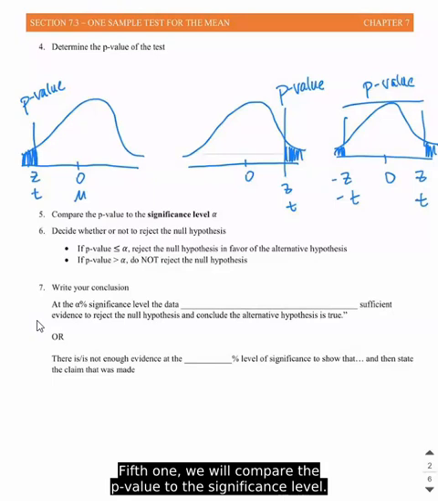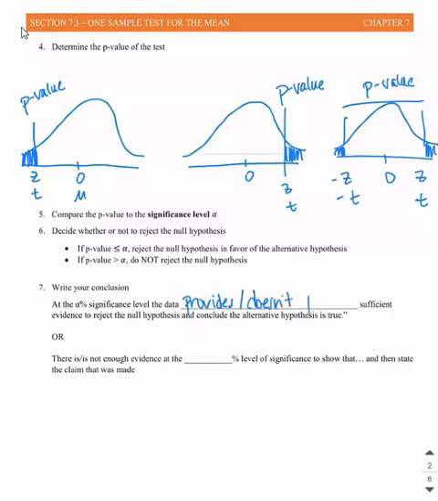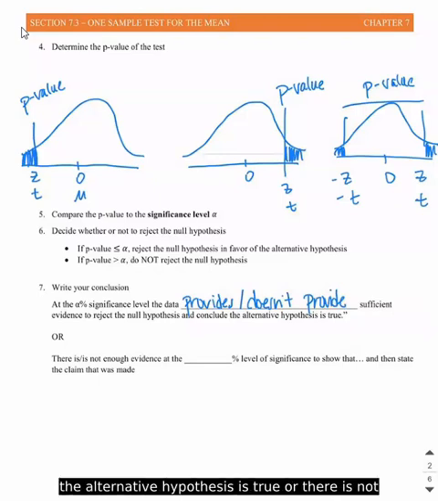So fifth, we would compare the p-value to the significance level. Sixth, we would decide whether to reject or fail to reject the null based on the p-value. And then we write our conclusion. The conclusion would read, at the percent significance level, the data provides, or doesn't provide, sufficient evidence to reject the null hypothesis and conclude the alternative hypothesis is true. Or there is not enough evidence at the alpha percent level of significance to show that, and then state the claim that was made.